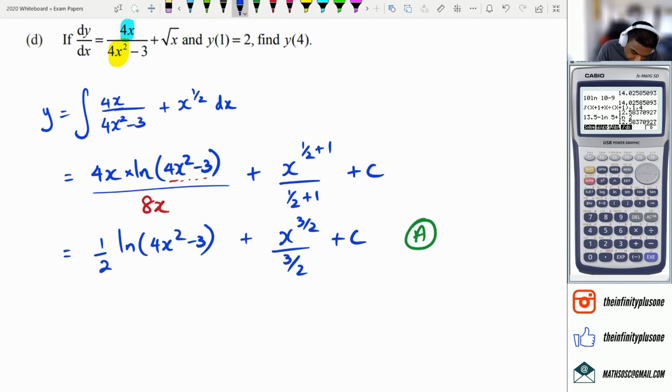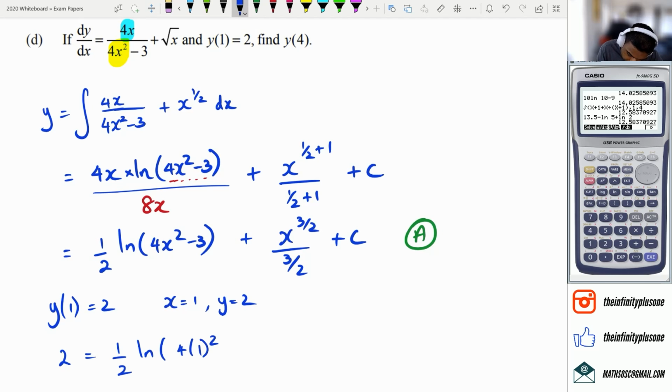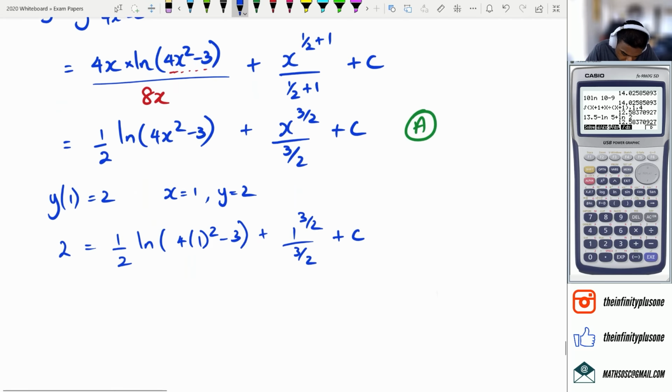Now, it says that y of 1 equals 2. All right, so basically it says y of 1 equals 2. That just means that when x equals 1, y is equal to 2. So we're going to put this in this equation. So we've got 2 equals a half ln of 4 times 1 squared minus 3 plus 1 to the power of 3 over 2 divided by 3 over 2, plus c. And we've got to try and figure out what that c is.